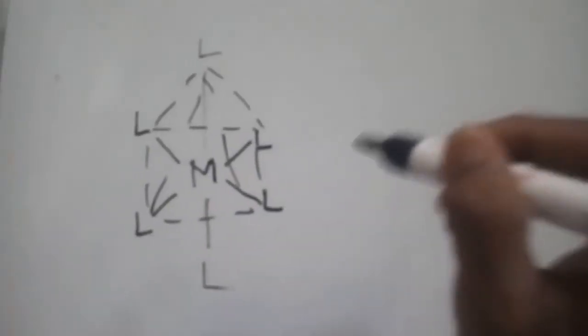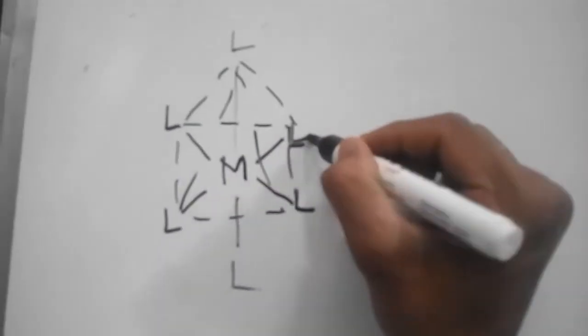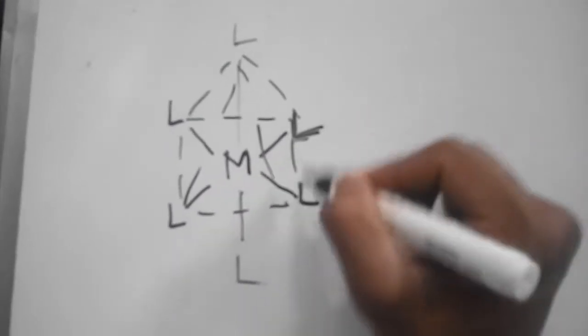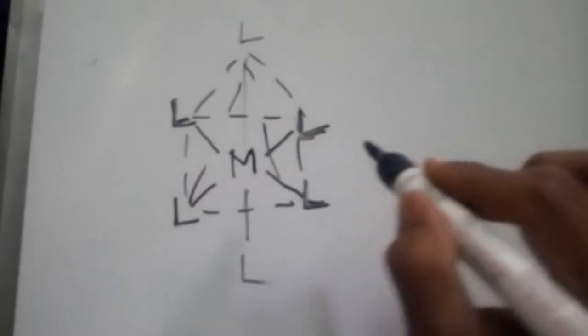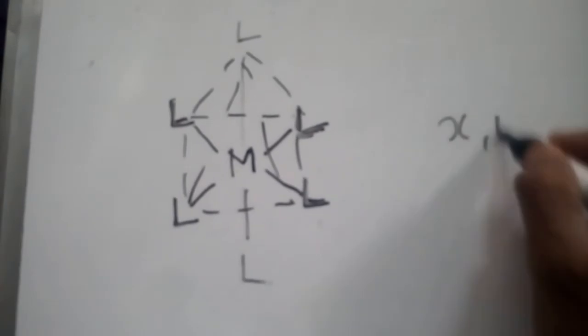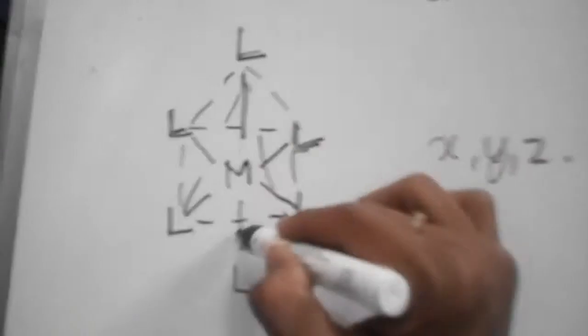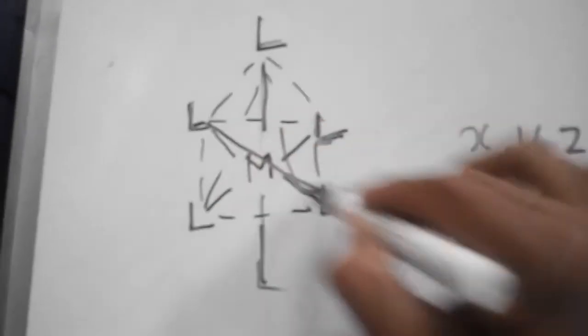Now in octahedral complexes, the ligands approach the metal ion from the four corners, that is, through the x, y and z axes. Here this is the z axis and this is the x and y axis. The ligands approach from these positions.